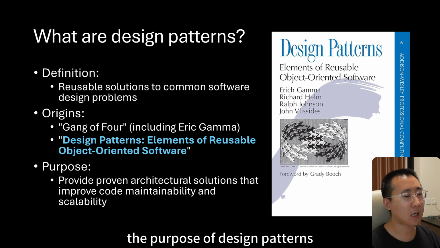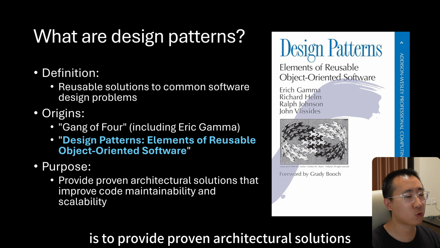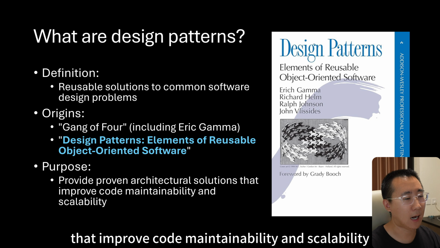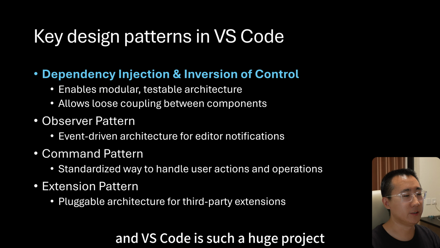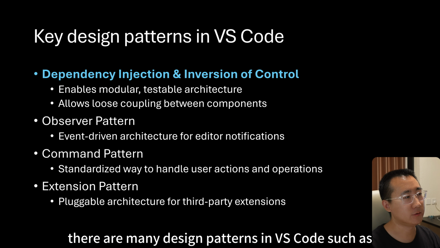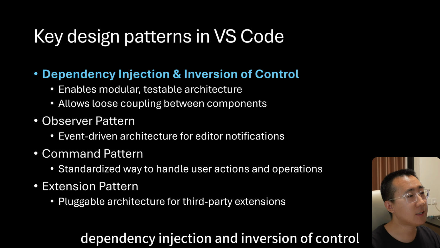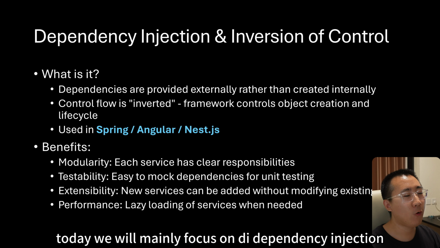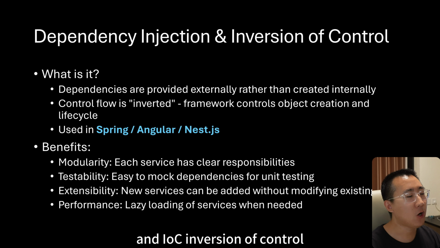The purpose of design patterns is to provide proven architectural solutions that improve code maintainability and scalability. As VS Code is such a huge project, there are many design patterns in VS Code, such as dependency injection and inversion of control, observer patterns, command pattern, extension pattern, and so on. Today, we will mainly focus on DI, dependency injection, and IoC, inversion of control.